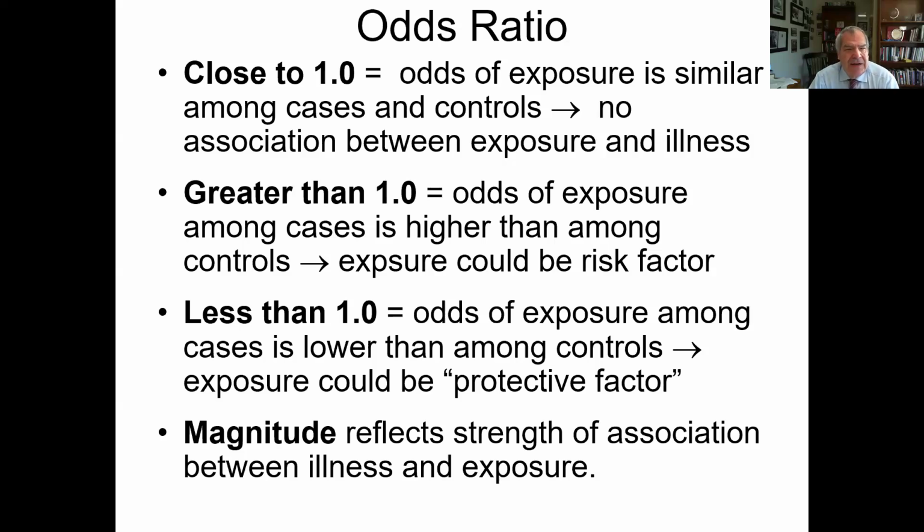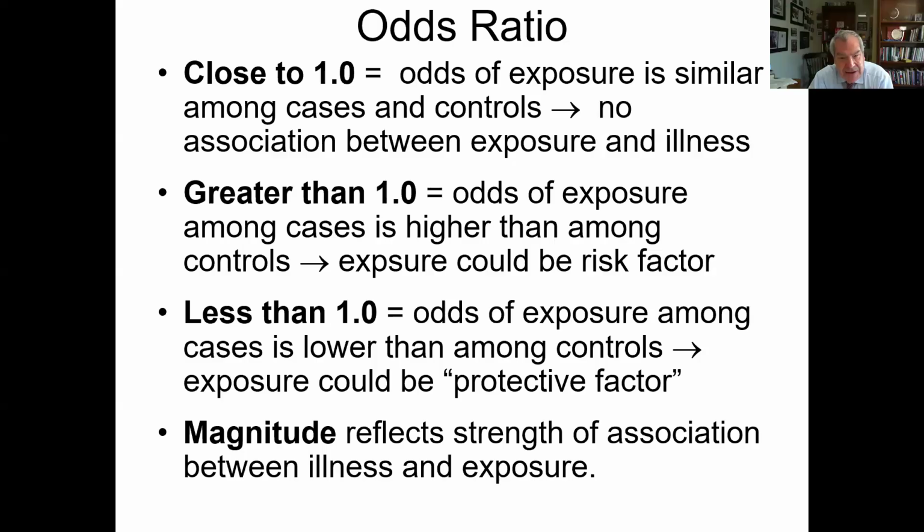If the odds ratio is 1 or close to 1, that's going to say that the cases and controls are very, very similar, and that there really was no association between the exposure and the illness. If the odds ratio is greater than 1, it's going to say the odds of exposure among the cases is higher, and that the exposure could indeed be a risk factor, something that's increasing the risk. Likewise, if we find an odds ratio of less than 1, the odds of exposure among the cases is lower than the controls, and then whatever that exposure or factor is, it could actually be protective because the risks are lower.